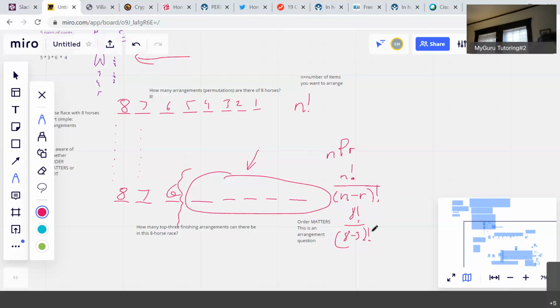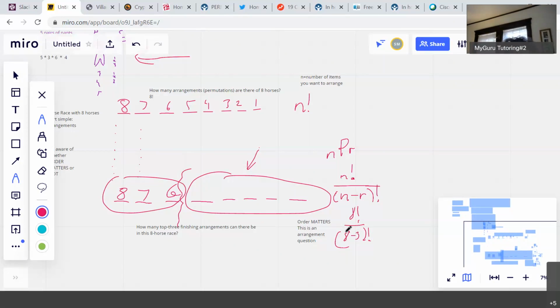factorial. So what that leaves you with is simply 8 times 7 times 6, because factorials will cancel all the way down. In the numerator you have 8 times 7 times 6 times 5 all the way down. In the denominator you have 5 times 4 times 3. So all of those below 6 will cancel out.